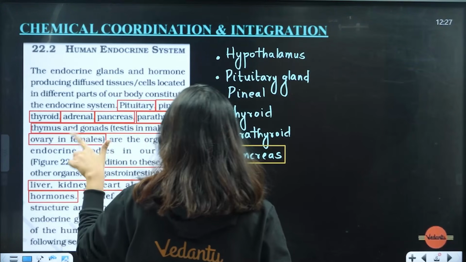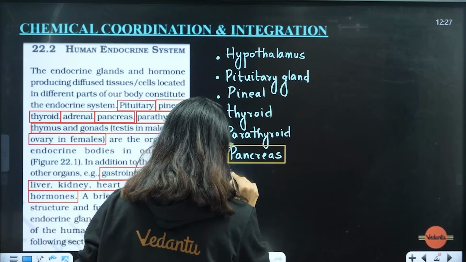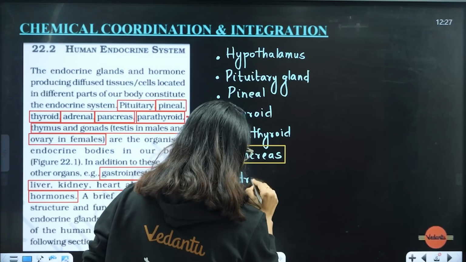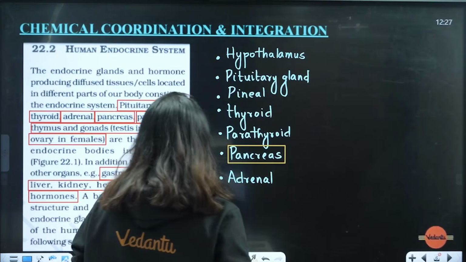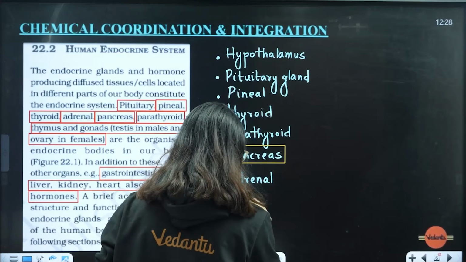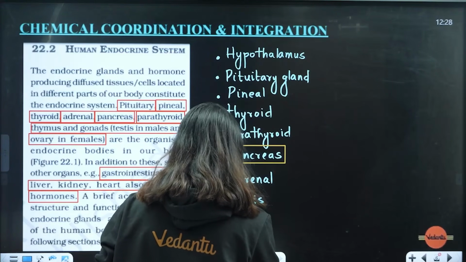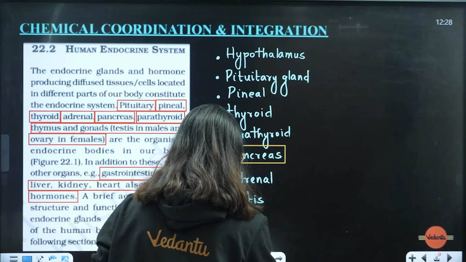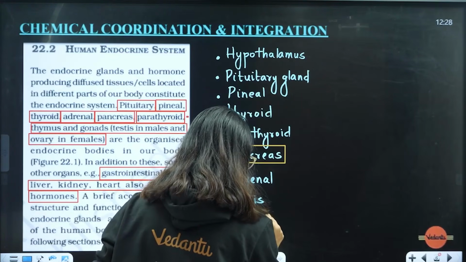After the pancreas, you wrote parathyroid, then you have to go to the adrenal, just above the kidney, right, just above the kidney. And then we have the gonads, that is your testis and your ovary. So testis and ovary also, students, are going to release hormones, the sex hormones.